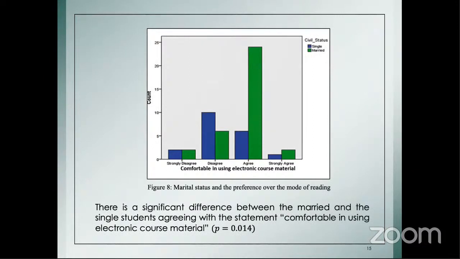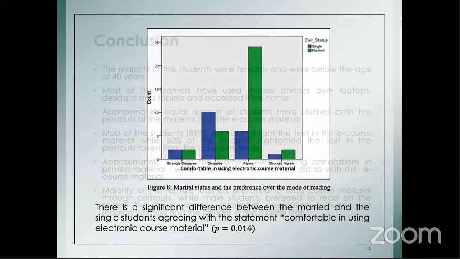The cluster bar chart on the marital status and the preference over the mode of reading is shown in figure 8. You can clearly see that most of the married students preferred to use e-course material, while single students did not prefer to use e-course material. The difference is also significant here, with the p-value of 0.014.